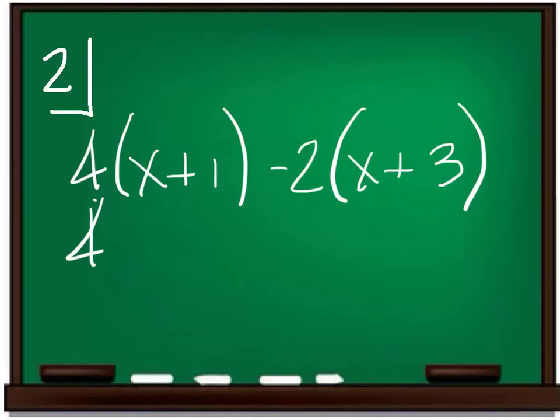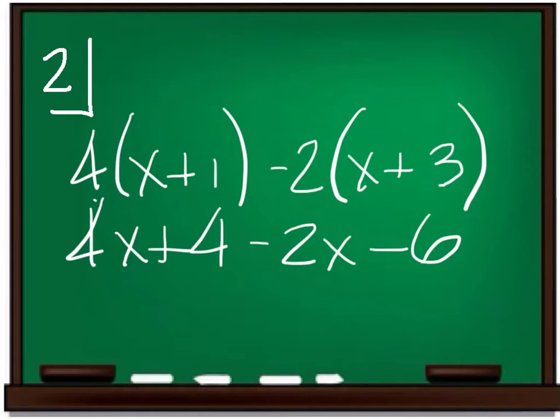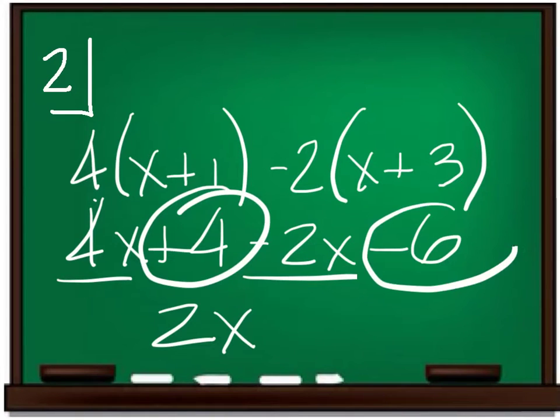You should have 4x plus 4 minus 2x minus 6. 4x minus 2x is 2x. 4 minus 6 is minus 2.